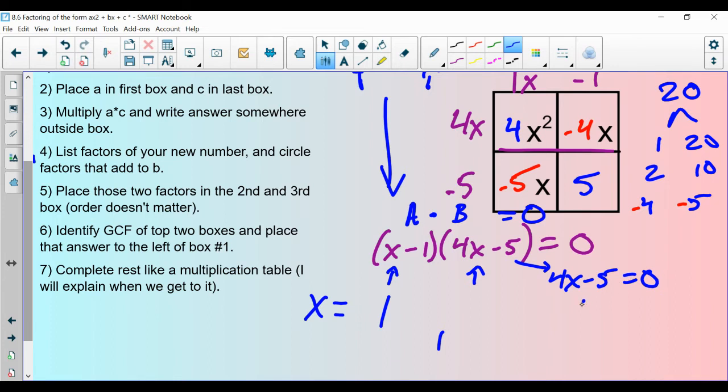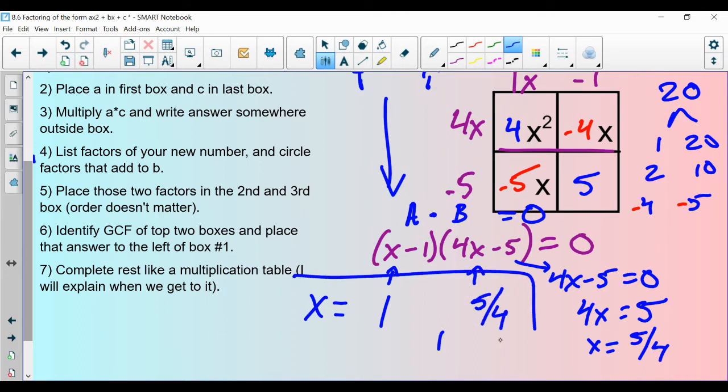So you're going to add 5 to both sides, and then divide by 4, and you get x is equal to 5/4 or 1.25. I would accept either of those answers. And so these problems are going to have 2 answers, one from the first parenthesis and one from the second parenthesis. Figure out what makes them 0, and that's your answers.